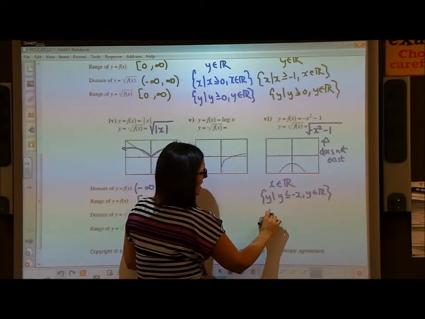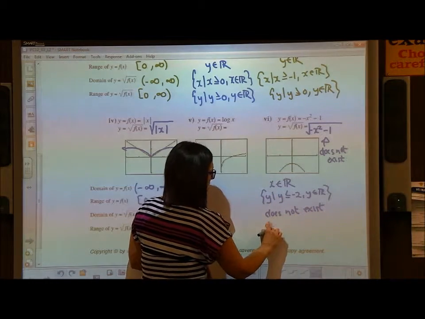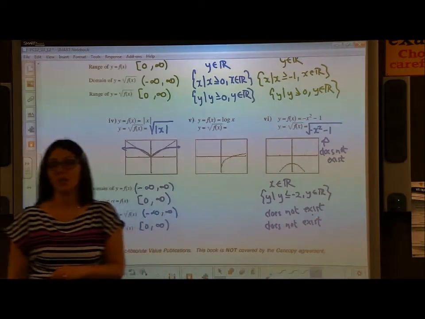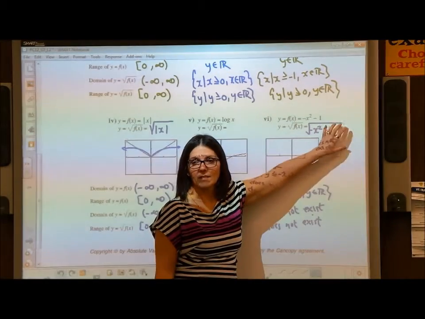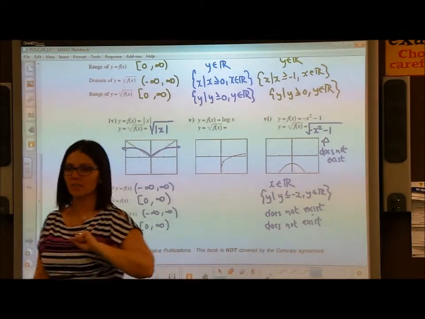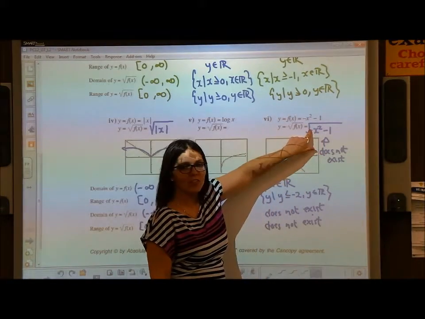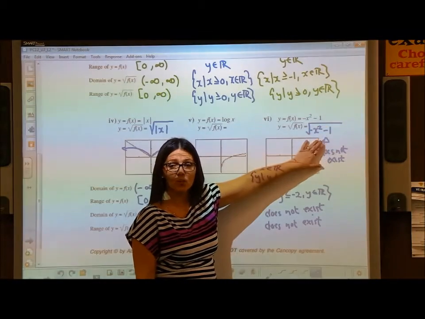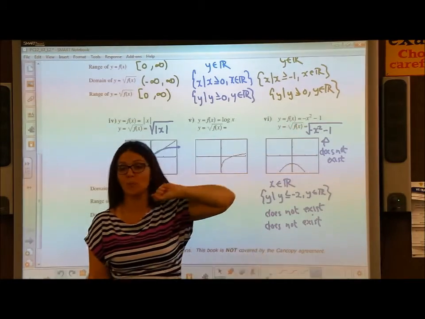And the domain and the range do not exist. So it does not exist for the domain and does not exist for the range. Because there is no possible x value that I can put into this graph that is going to make what's underneath the radical sign positive. Every number I put in for x is going to give me a negative result because this negative is not attached to the x squared. So it means I would take whatever x is, square it, and then put the negative on it and subtract 1.